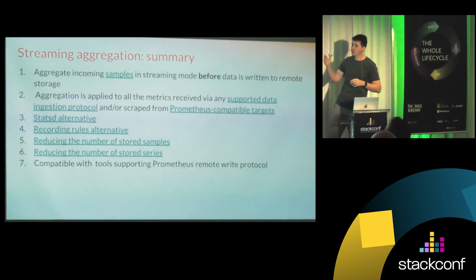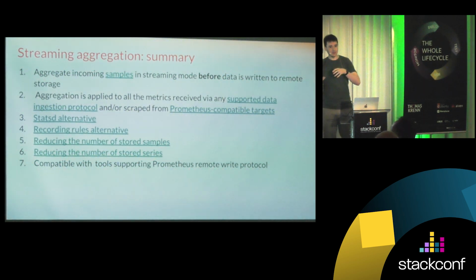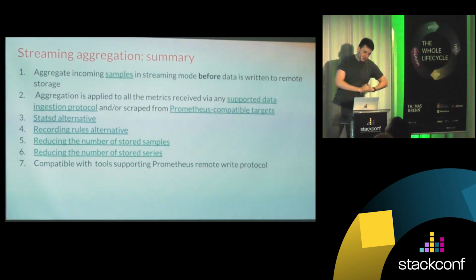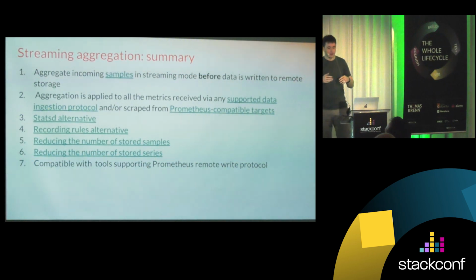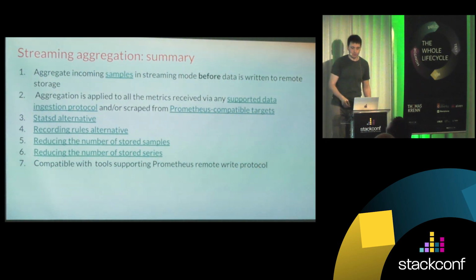This streaming aggregation can be used for scraped data and for ingested data simultaneously, and VM Agent supports multiple ingestion protocols. So you can use Prometheus RemoteWrite, you can use InfluxDB protocol, you can insert JSONs, you can insert CSV files, whatever you would like. Streaming aggregation can be used as alternative to statsd and recording rules, and what is also cool, it is compatible with Prometheus, because you can aggregate data in VM Agent and write via Prometheus RemoteWrite protocol to Prometheus itself, to Mimir, or to whatever else supports Prometheus RemoteWrite protocol.